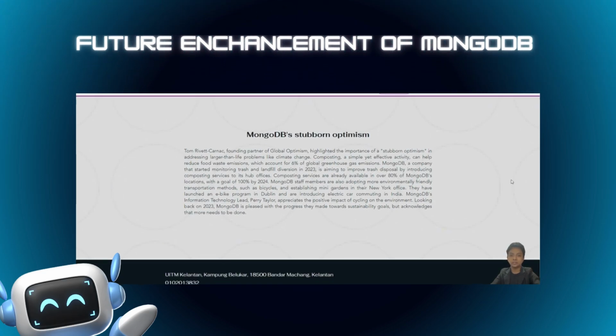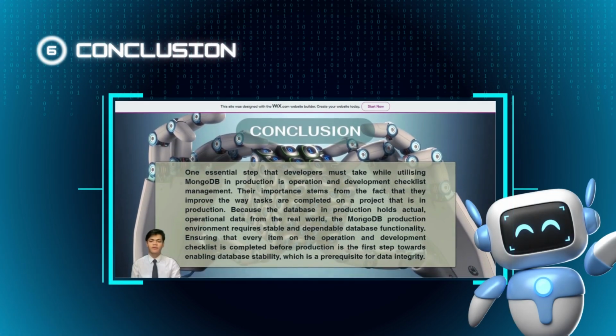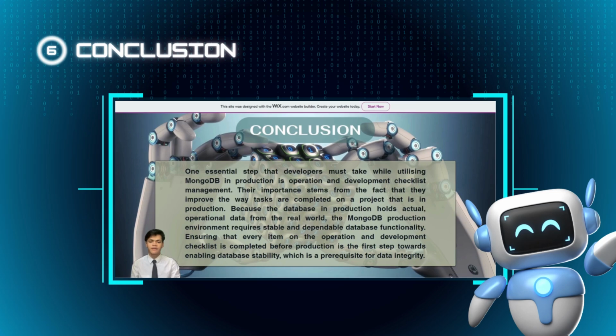So next, for the conclusion, one essential step that developers must take while utilizing MongoDB in production is operation and development checklist management. Their importance stems from the fact that they improve the way tasks are completed on a project that is in production. Because the database in production holds actual operational data from the real world, the MongoDB production environment requires stable and dependable database functionality.